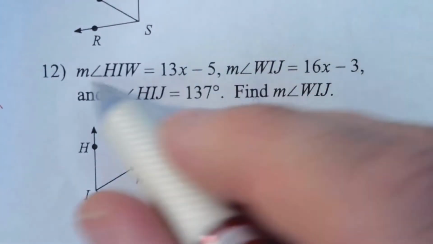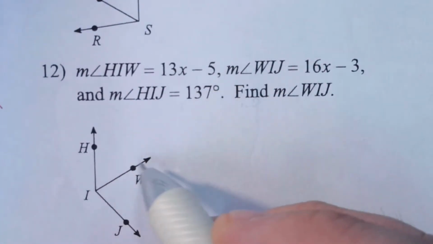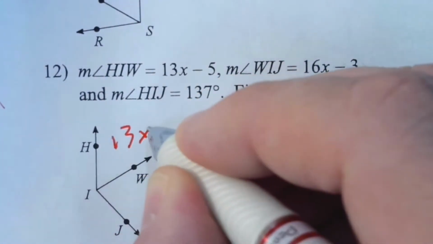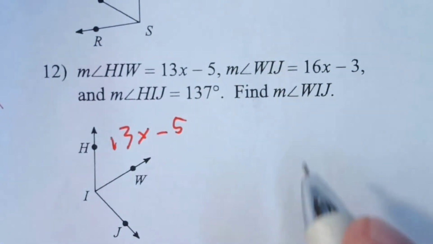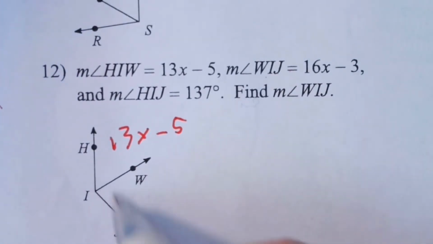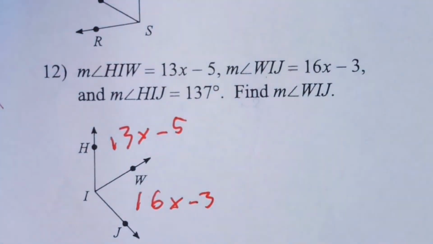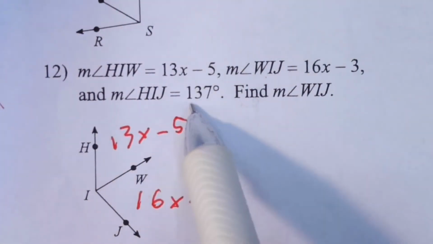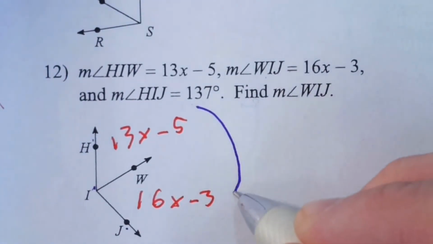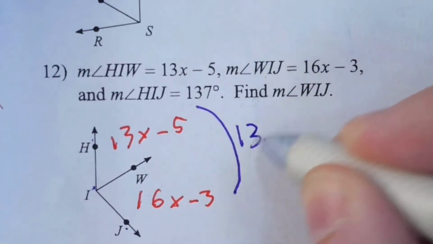All right, let's try this. HIW. So that's this little guy right here. I'm going to write 13x minus 5. Okay, WIJ. It's this little guy. I'm going to write 16x minus 3. HIJ, that's the whole thing. So I'm going to put a little arc like that. That's kind of ugly, but it gets the point across. 137.